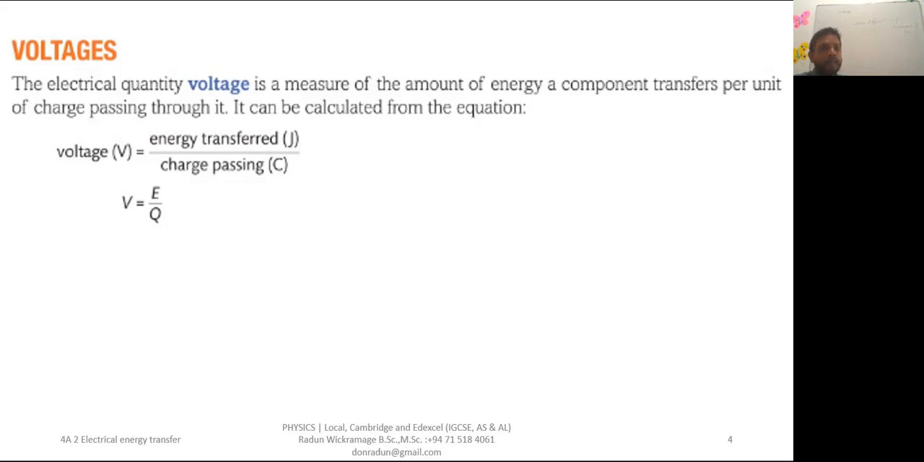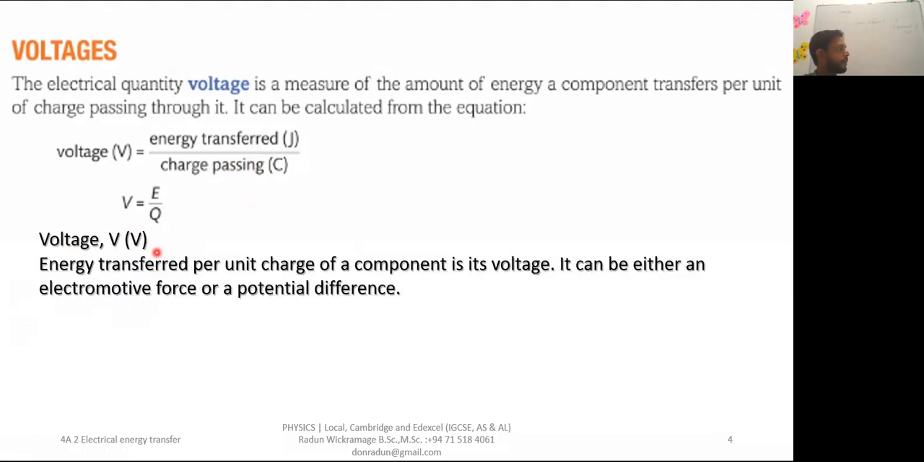So the equation is: voltage is equal to energy transferred divided by charge passed. So V is equal to E over Q. Okay, so let's try it. Voltage, the symbol is V and the symbol of the unit is also V. Both of them are capital V, right? That's why I have written it down like this. Voltage V, capital V. And you can write down the definition.